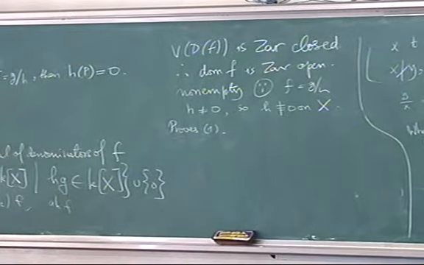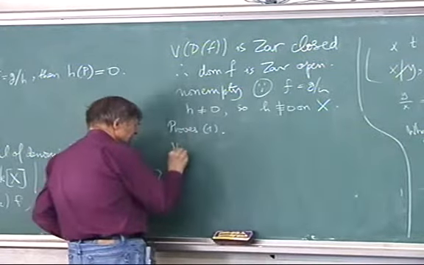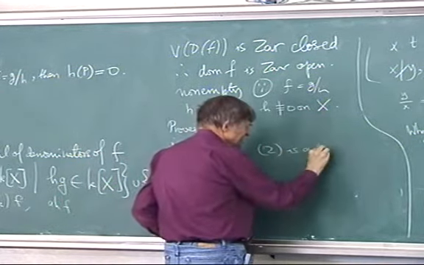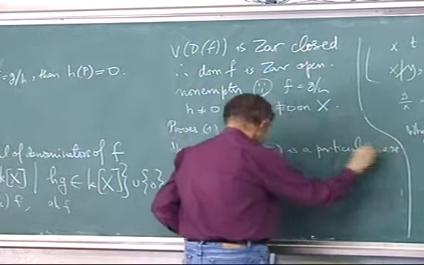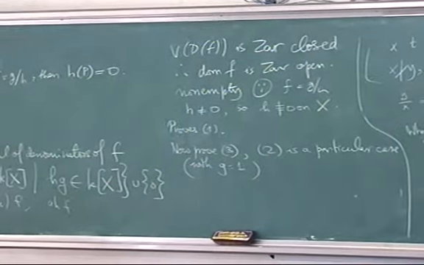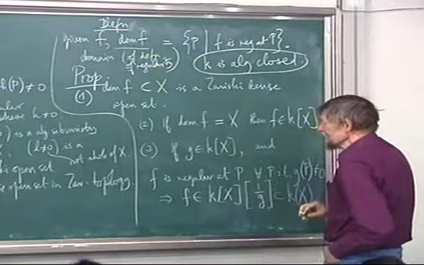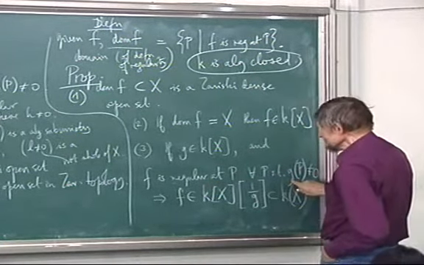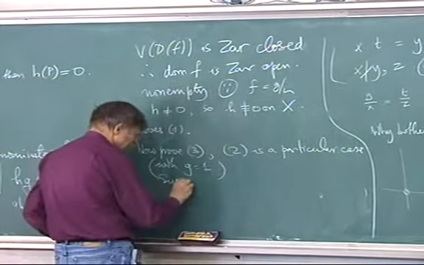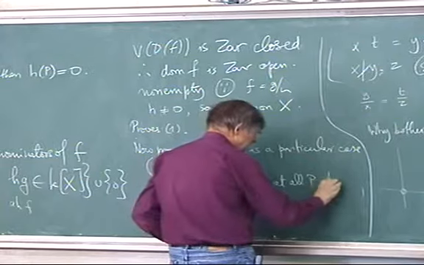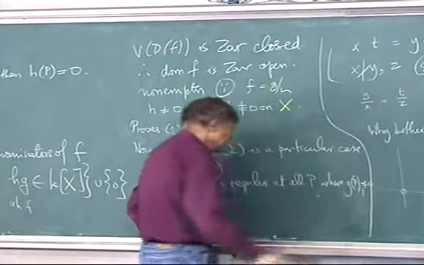So now I'm going to prove 3. And 2 is a particular case with G equals 1. So let's not worry about 2; 2 will follow obviously if I prove 3. So the statement here is that F is regular at every point P where G is not 0. So suppose F is regular at all P where G of P is not 0.